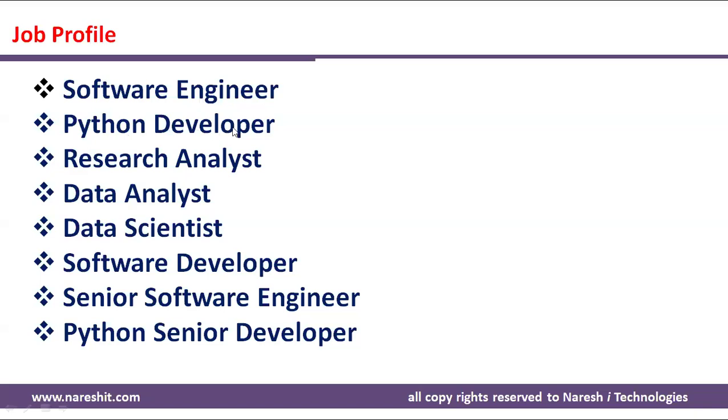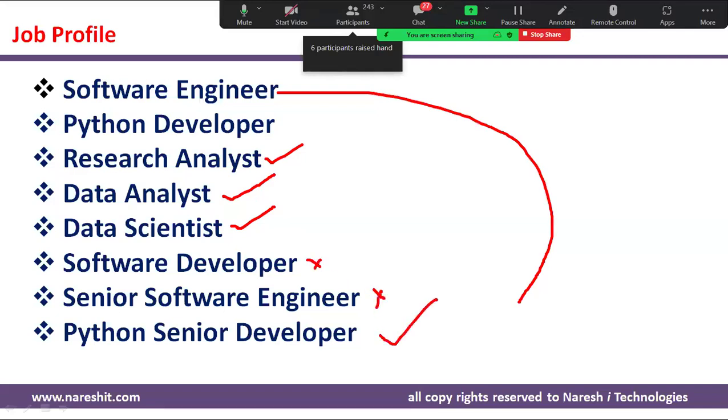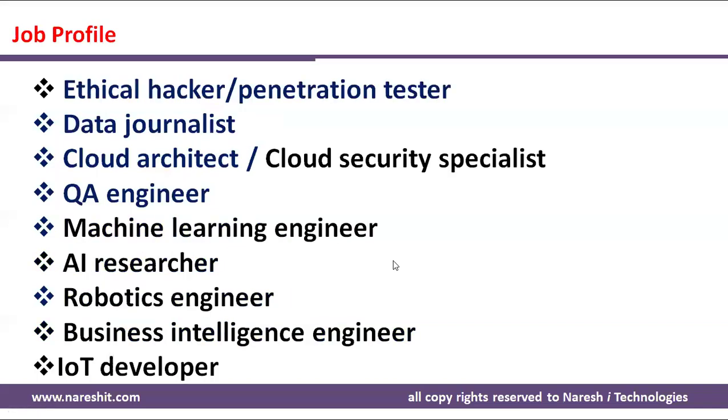Next, what are the jobs my students got? Software engineer, Python developer, and these are the new jobs my students got. Research analyst using Python, data analyst using Python. These are old jobs only. Software engineer, software developer, old job, senior software engineer, Python senior developer. Next, recent 2023-2024: ethical hacker, penetration tester, data journalist, cloud architect, cloud security specialist, QA engineer, machine learning engineer, AI researcher, robotics engineer, business intelligence engineer, IoT developer.